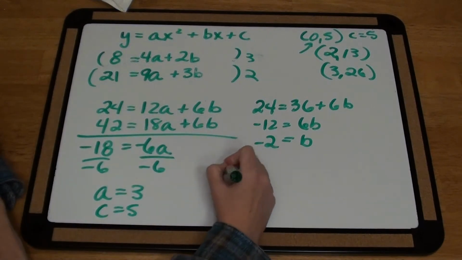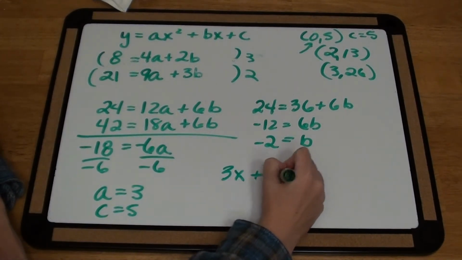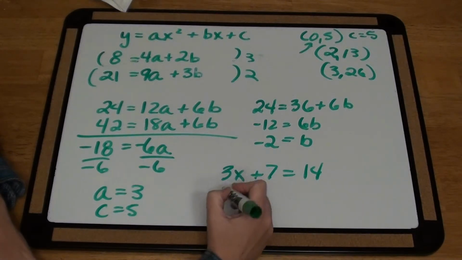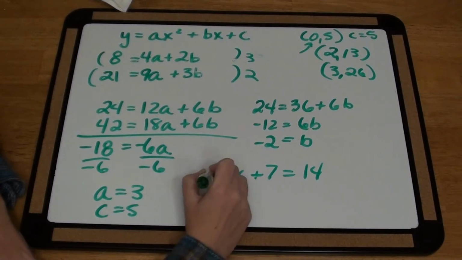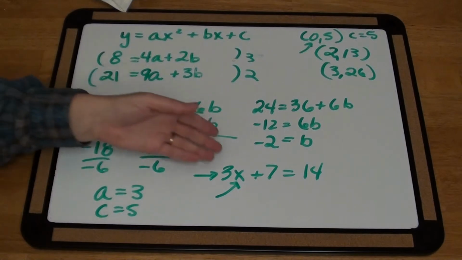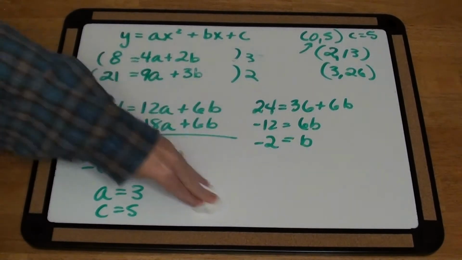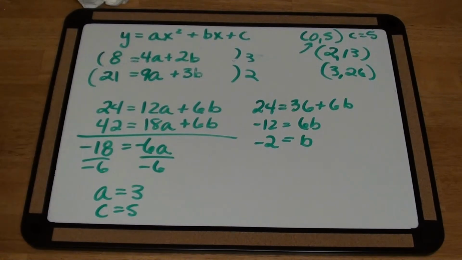Just like when I have 3x plus 7 equals 14. Why can I solve this equation? I can solve it because I have one thing that I don't know, and I have one equation. Therefore, I can solve for x. So just things to think about as you work through these problems.